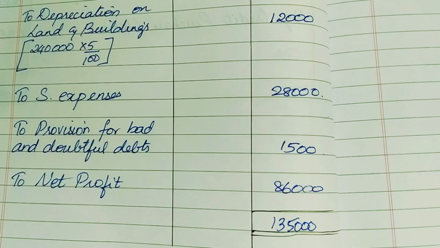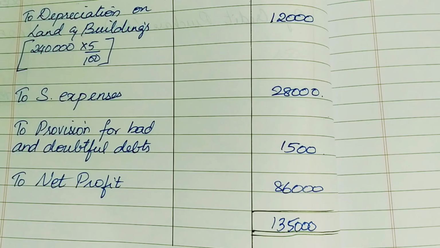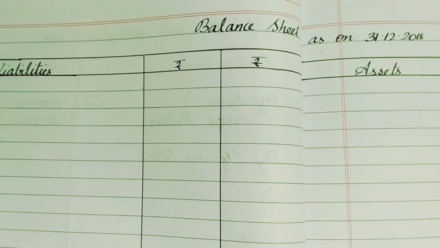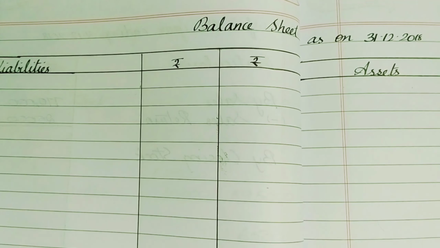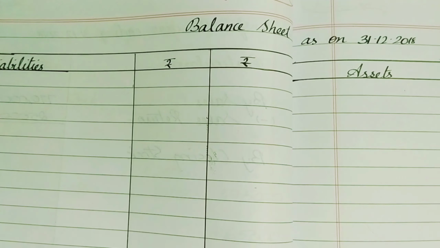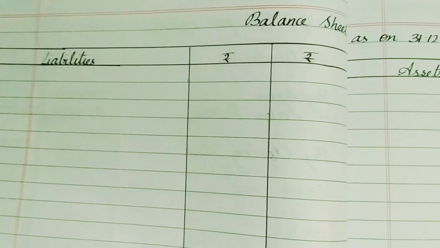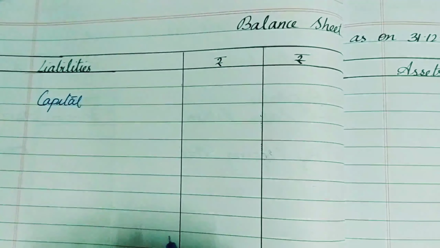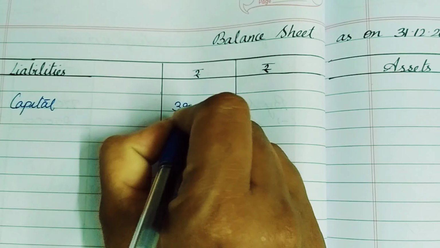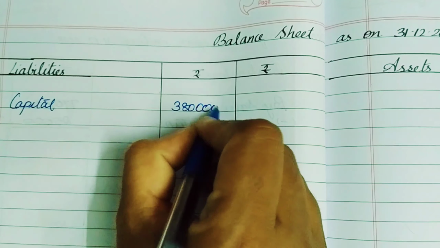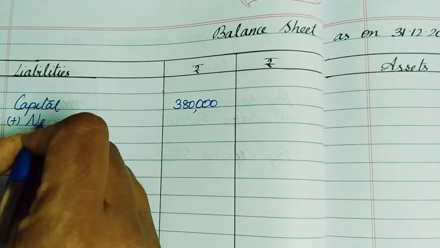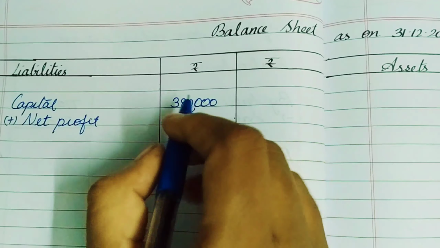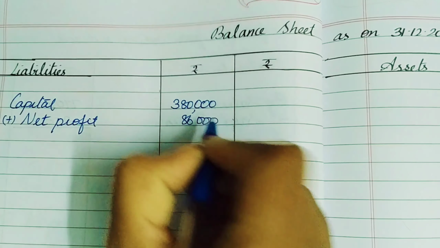So now the profit and loss account is completed. Next, let's move on to the balance sheet. So balance sheet as on 31/12/2018 is ready with the liabilities and the asset sides. First let's start with the liabilities side, always with the capital first. So capital, which is going to be the opening capital we found out in the statement of affairs, is 3,80,000. Write the capital always in the inner column, because you may add the net profit along with it. So add net profit, and the net profit which we got from the profit and loss account is 86,000.